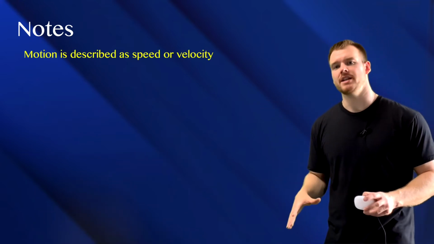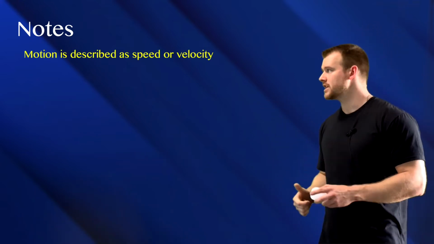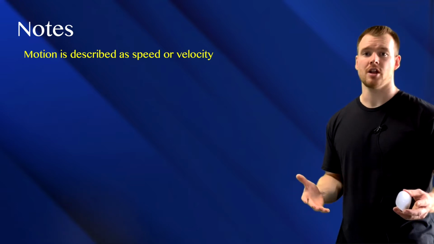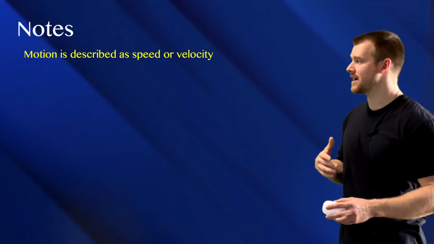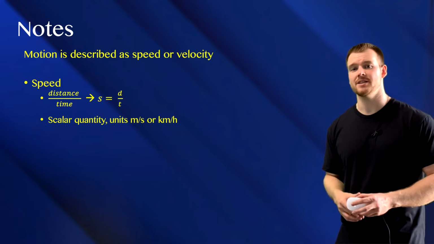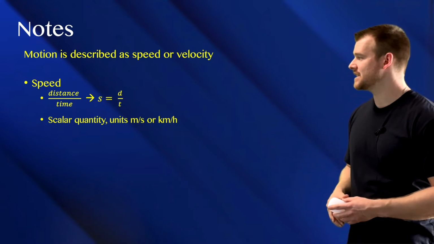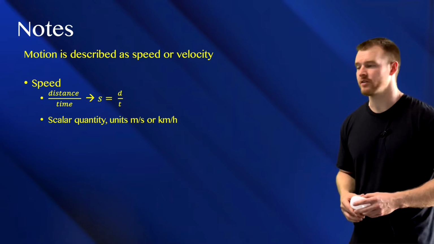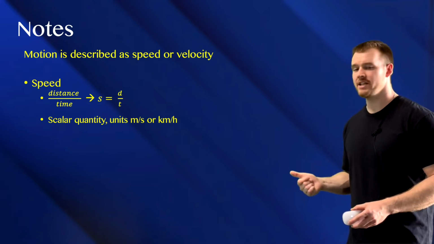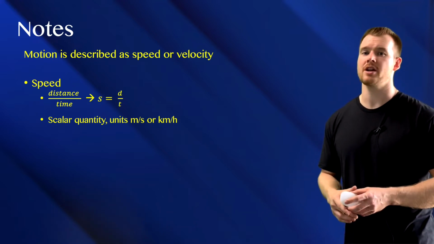So let's take all that information and now put it into some notes that you can write down for studying. First, motion is described as either speed or velocity and as a rate of how fast you change your position or distance over time. We can see the formula here for speed is distance over time, or s = d/t. This is a scalar quantity, just worried about the value, not the direction.